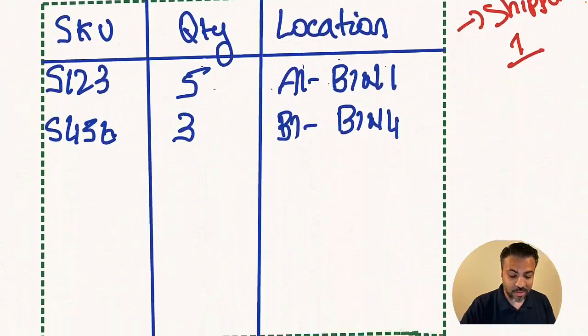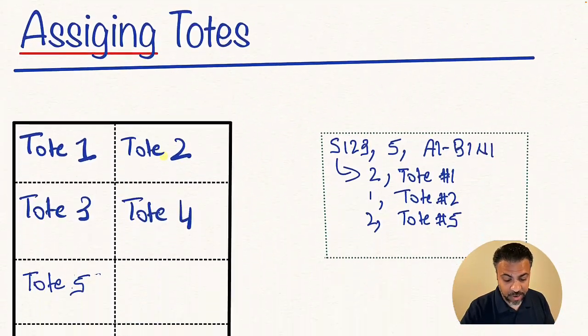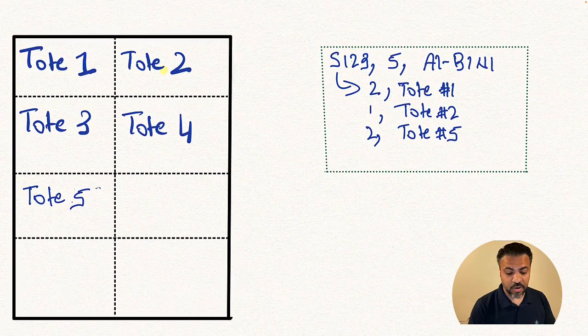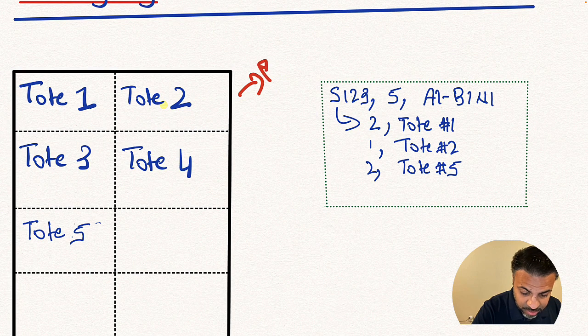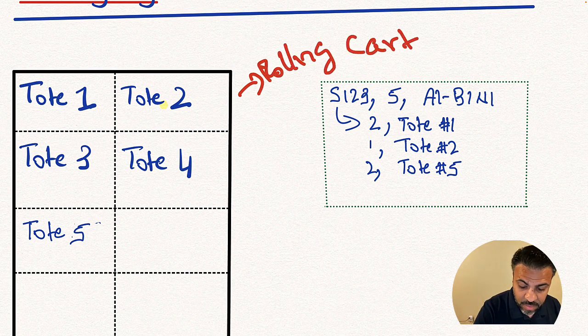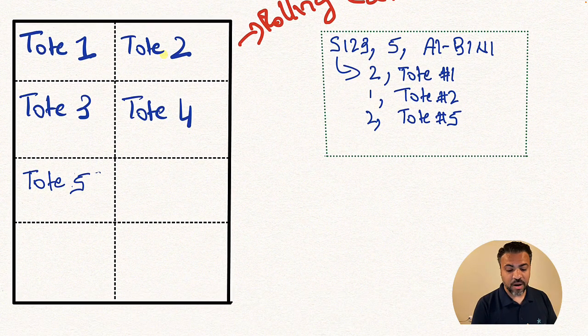Let me show you what that looks like. So when your shippers are picking items, they're going to take this rolling cart. Okay, it doesn't look like one, but that's what it is. This rolling cart has different slots where you put boxes or totes. Tote 1, tote 2, tote 3, tote 4, tote 5.